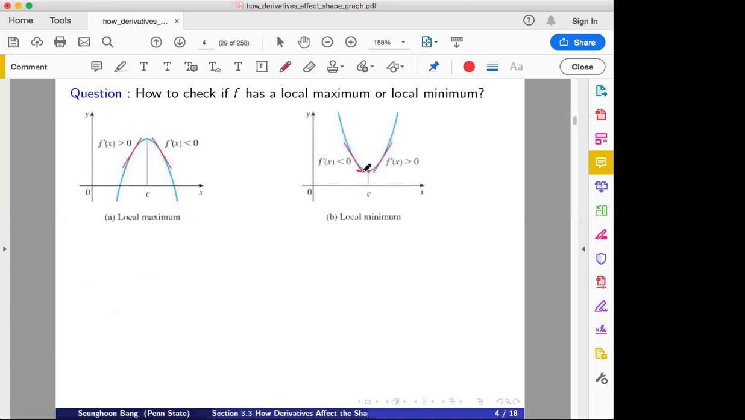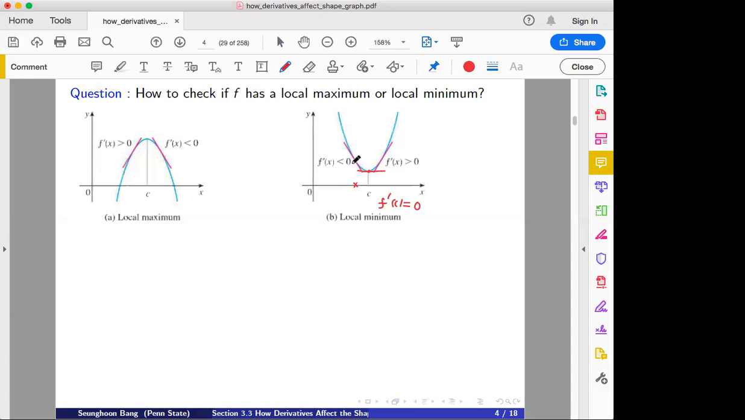Here, you can draw a tangent line. What is f prime of C? F prime of C is, yes, 0 again. The same. So what happens on the left-hand side and the right-hand side?